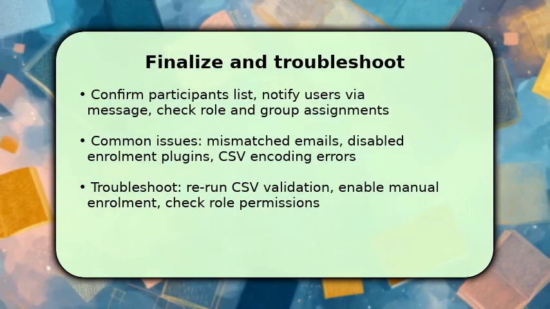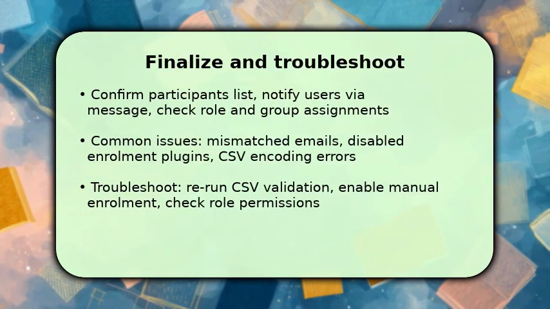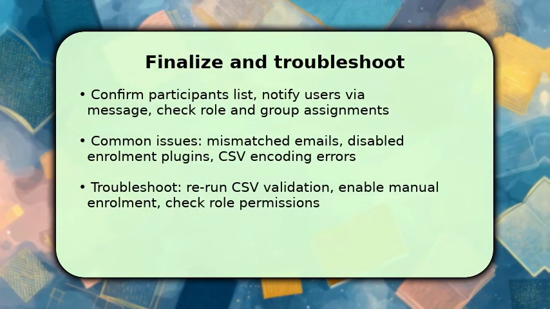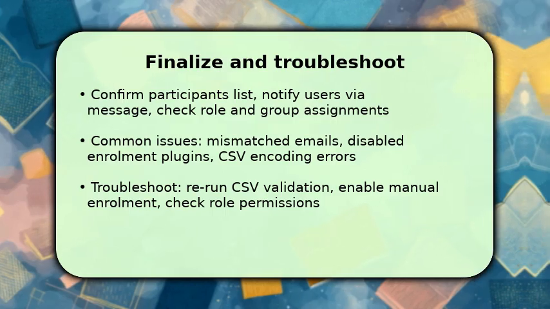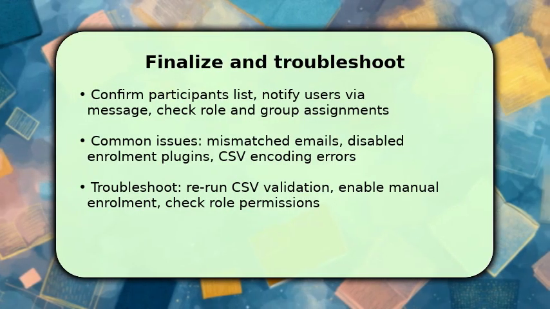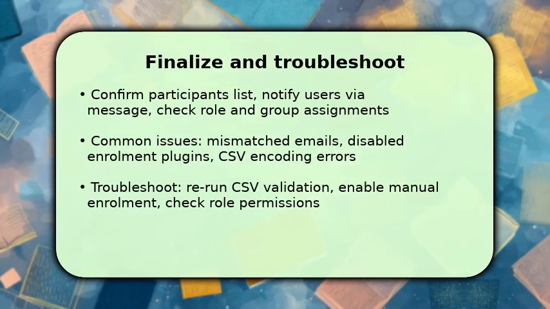Finish by reviewing the participants list to confirm enrollments, then optionally notify students through Moodle messaging or announcements. If some users didn't appear, check common causes: wrong email addresses, disabled enrollment plugins, or CSV encoding errors.